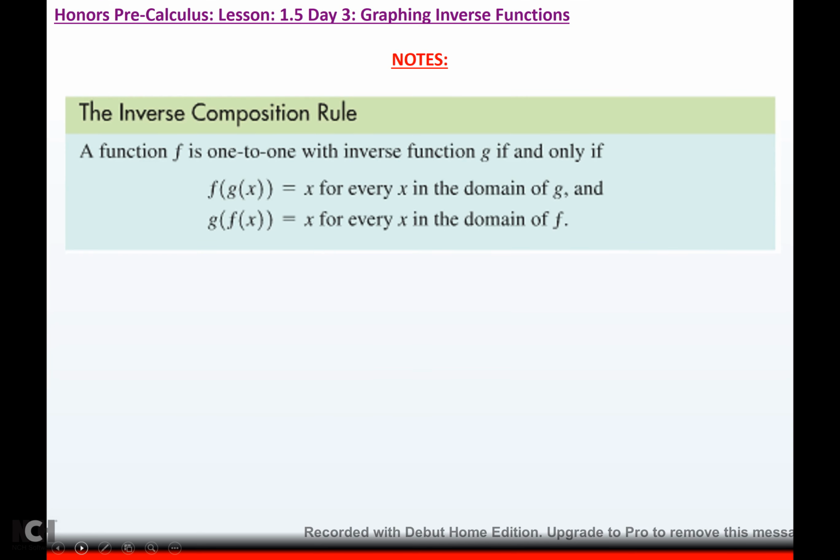A function f is one-to-one with inverse function g if and only if f of g of x equals x for every x in the domain of g, and g of f of x equals x for every x in the domain of f. What that means is when you take the composition and you simplify it, it's got to come out to be the identity function, or they are not inverse functions to each other.